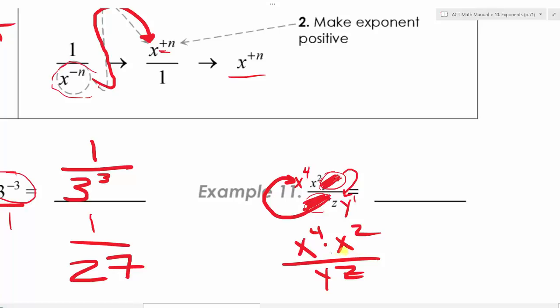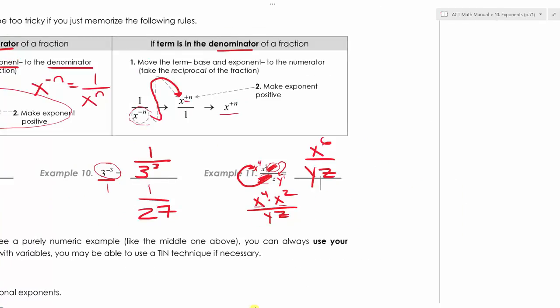Remember, these two terms have the same base. When we multiply two terms with the same base, we just add the exponents. So our final answer is x to the 6th over yz. And that is example 11.